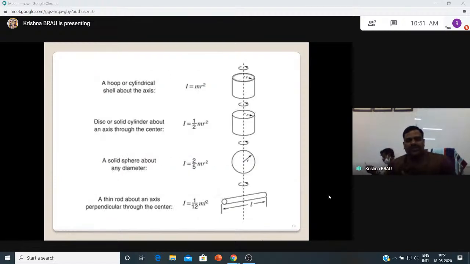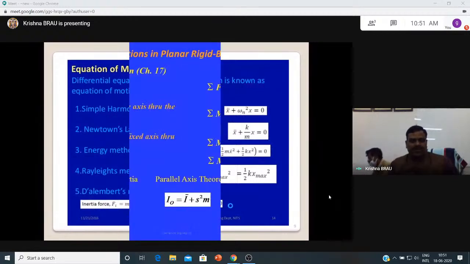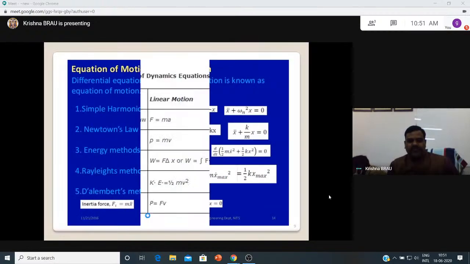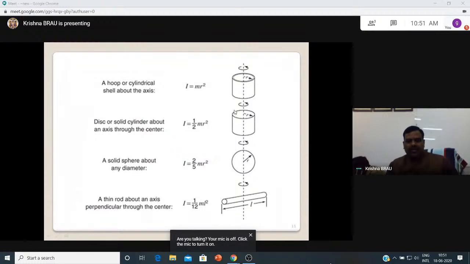So now these are the moments of inertia that I discussed just now. This part of moment of inertia can be for different types of solids like a shell, cylinder, or a sphere, or any thin rod. We can consider the moment of inertia for these.